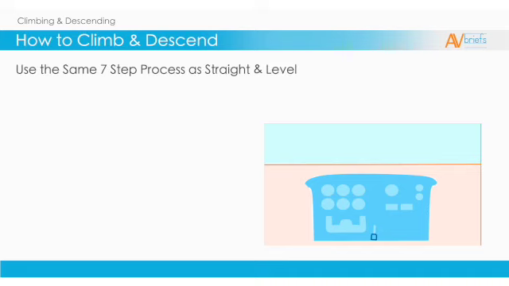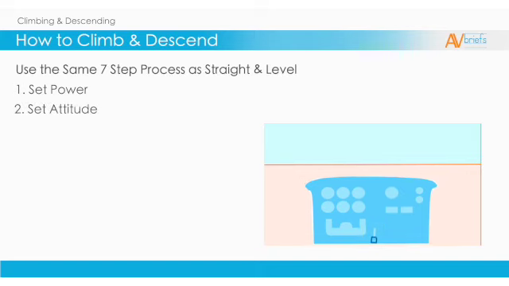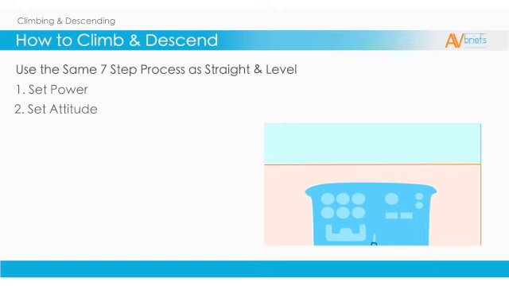The descent procedure is going to use the same process. We won't go through and explain it all again, but let's go through it in relation to the specifics of the descent. Set power for descent. Set attitude. Same as for climb, this should be a known attitude. Refer to your instructor, handbook or company procedures.